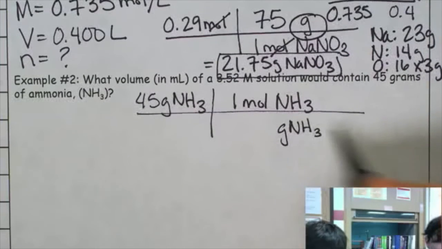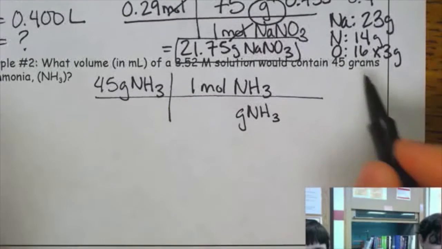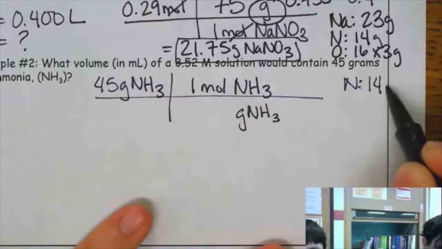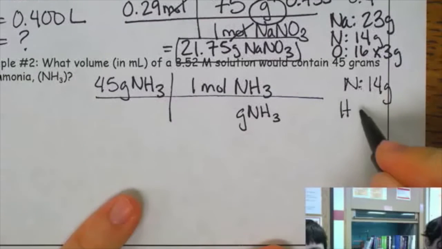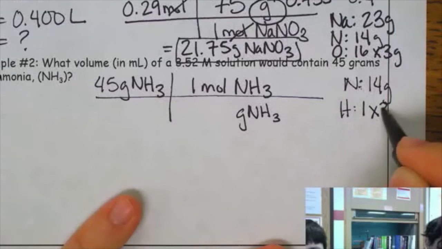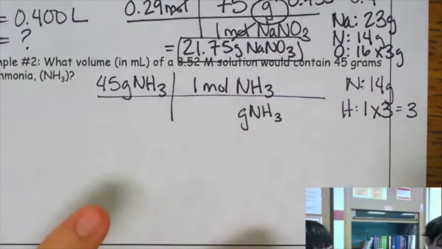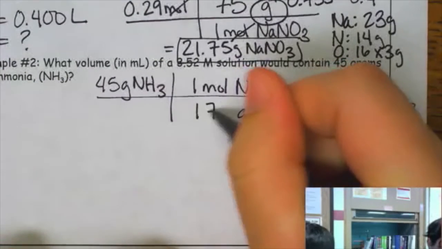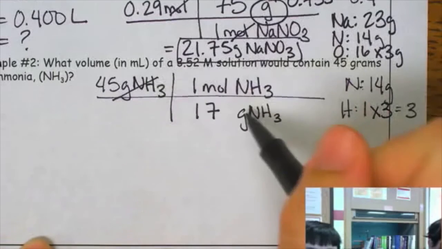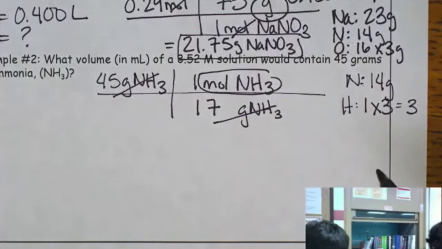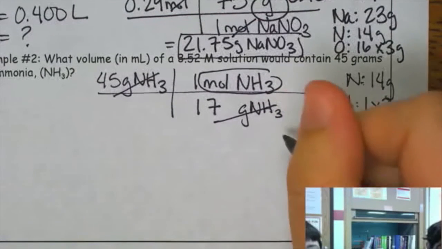So let's find the mass from the periodic table. N we know is 14, because we found that already. H is 1 times 3, which is equal to 3. So 14 plus 3 is 17. 17 grams is going to go right there. Let's cancel out grams, and we'll be left with moles. So it's 45 divided by 17, which is 2.65 moles.